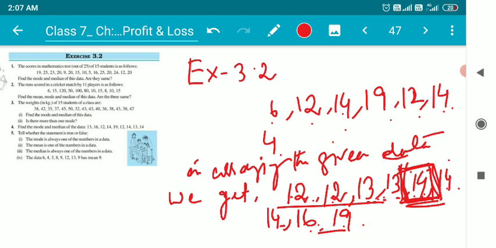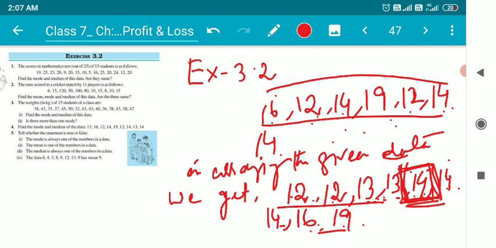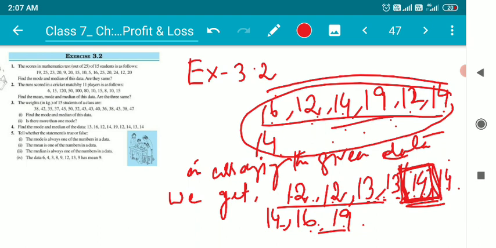Number 2, the mean is one of the numbers in the data. Children, it is not necessary that the mean which we calculate for a given data belongs to the data. Suppose I'm given data like 6, 12, 14, 19, 12, 14, 14. If I find the mean of this data, I may not get a mean which belongs to the data. It may come, it may not come, but in most cases it doesn't match.